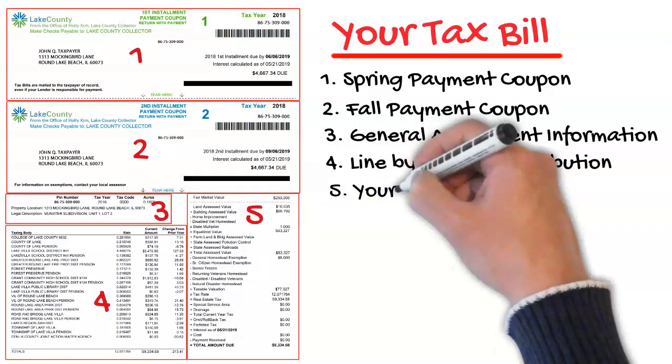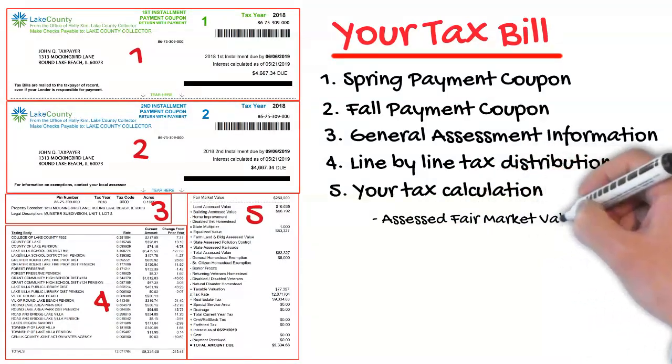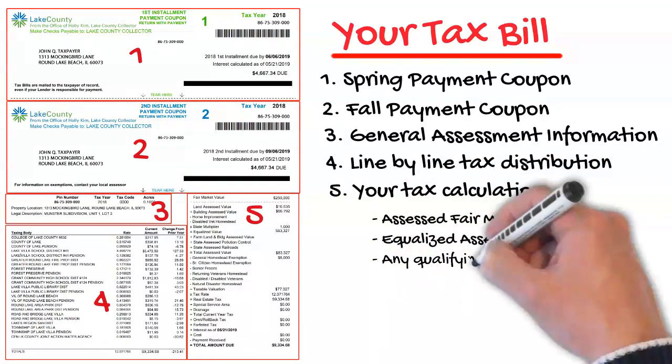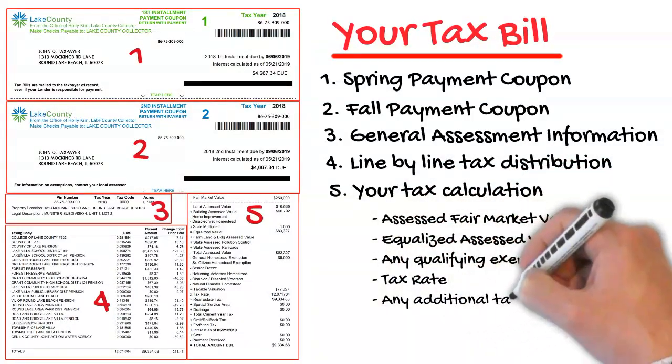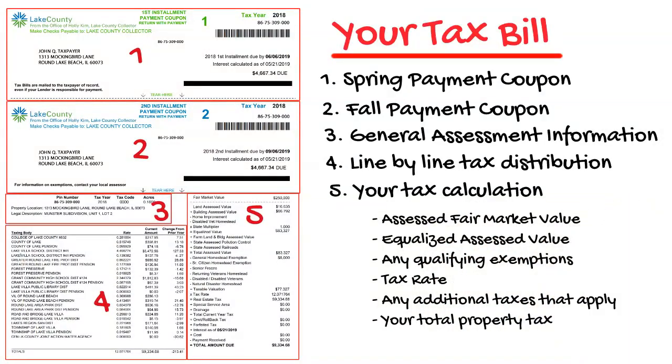Now, the fifth and last part of your tax bill. This is where I want to focus today. This is the section where you can have the greatest effect of potentially lowering your tax bill. This is where the assessors determine what portion of the property tax burden you're responsible for. All of the other components of your tax bill are simply factual information there for the sake of transparency. This last section is where the sausage is made.